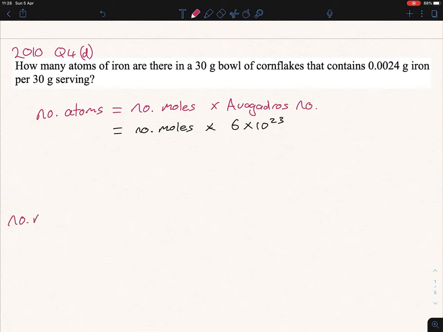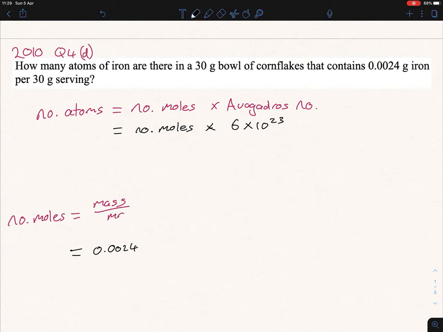Our formula for that is: number of moles for a solid equals mass over the molar mass. If we fill in our information, our mass is 0.0024, because we're told that in a serving there is 0.0024 grams of iron per 30 grams. So there's not 30 grams of iron, that wouldn't make sense. If you're having a bowl of cornflakes, there's no way you'll have 30 grams of iron. Most of it is going to be carbohydrates, and only a tiny fraction is iron, because it's a trace element. If you're learning about trace elements in biology, it's 0.0024 grams of iron.